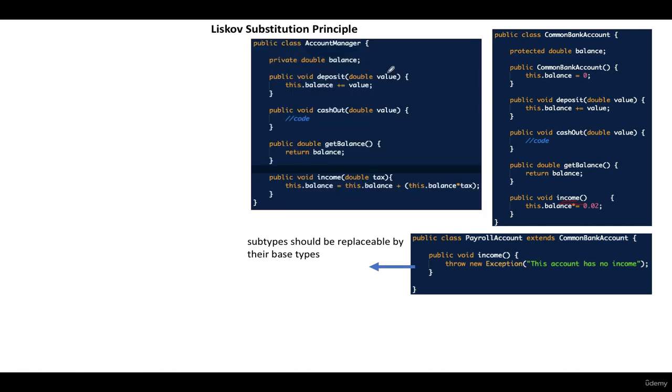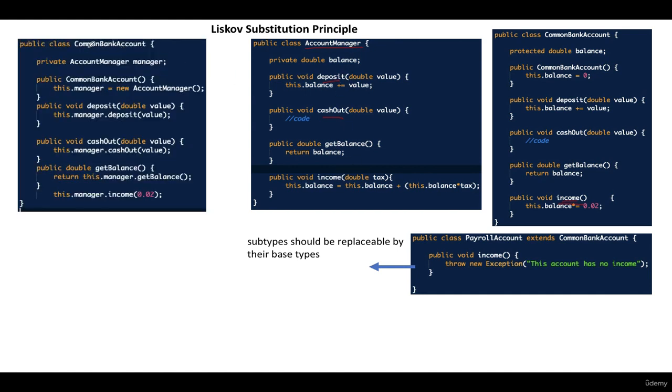So what we can do is create a separate class, and the class is AccountManager. And here we have these methods like deposit, cashOut, getBalance, and income. All these methods are present in this particular class. And then we have the CommonBankAccount. That was my CommonBankAccount. Now in this particular class, we create the instance of AccountManager, and for all these required methods, we are actually calling the method of this class.